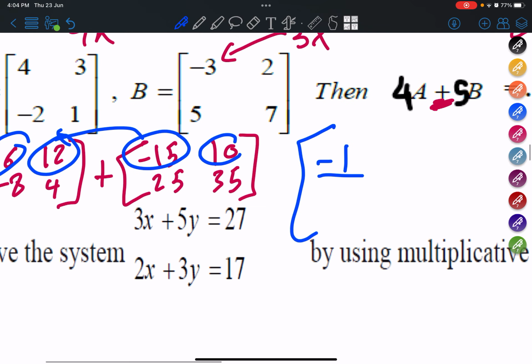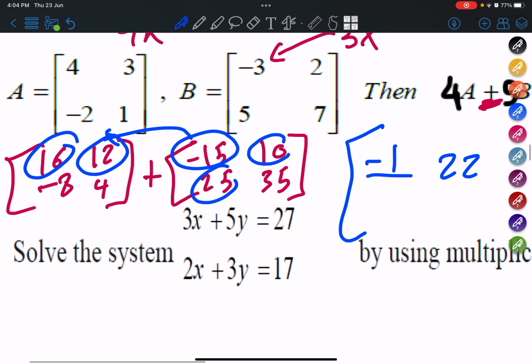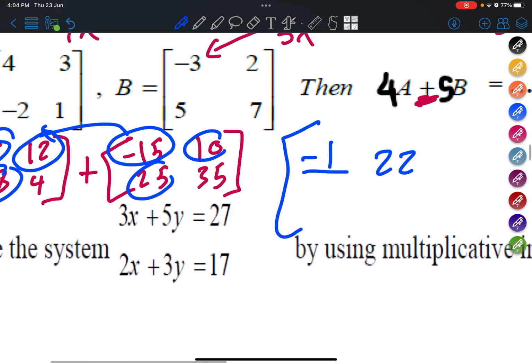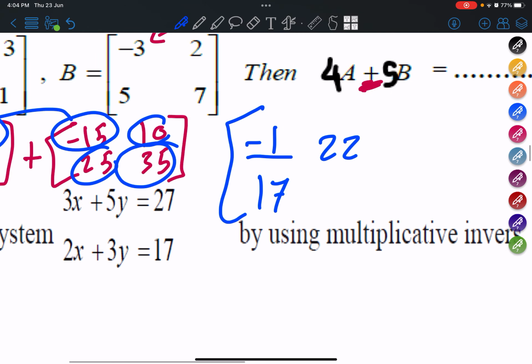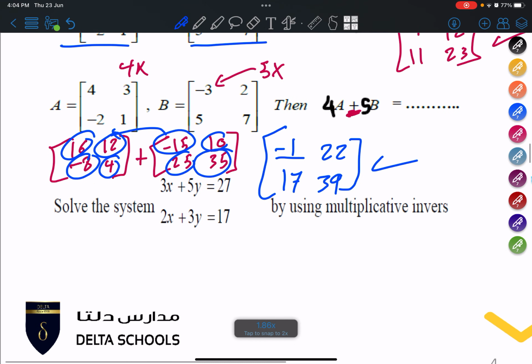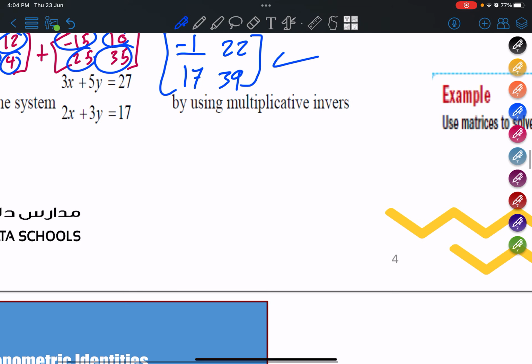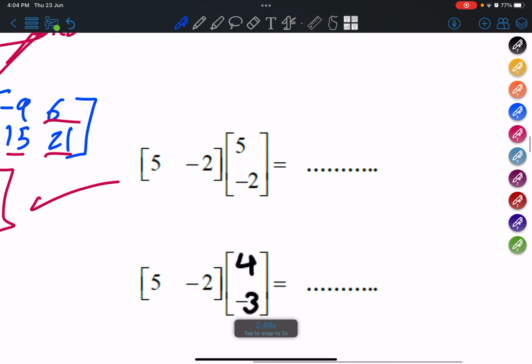12 plus 10 will be 22. 25 plus negative 8 I believe will be 17, yeah. And finally 4 plus 35 will be 39. So this is our answer. Now we can move on to, yeah, multiplying.